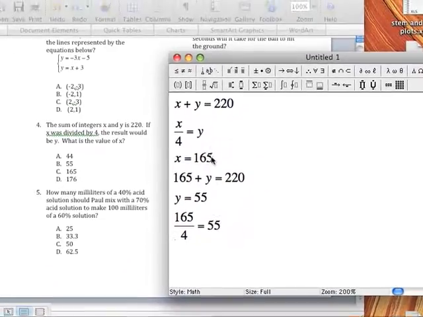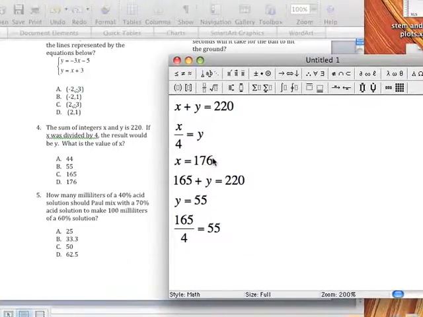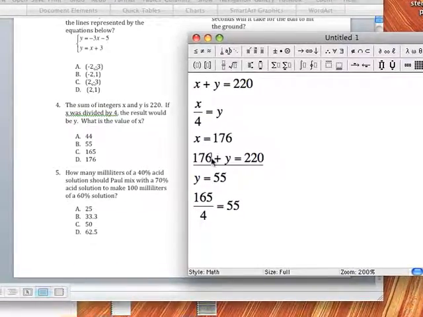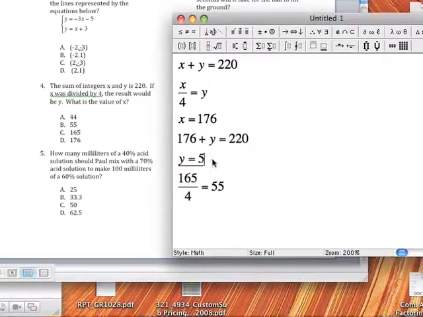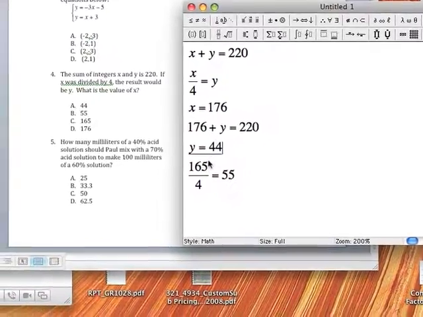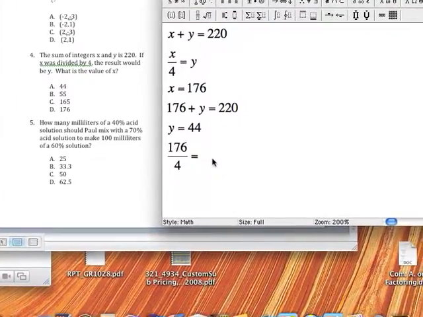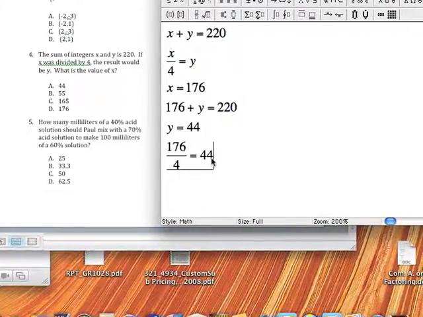So I got one last option. Let's try 176. So I have 176 plus y equals 220. y would be 44. And 176 divided by 4, that would be 44. So do keep in mind, just because it didn't give you an equation doesn't mean that an equation doesn't exist. You just might actually have to write it down from English words to symbols, and then try your substitution techniques. I hope this helps.